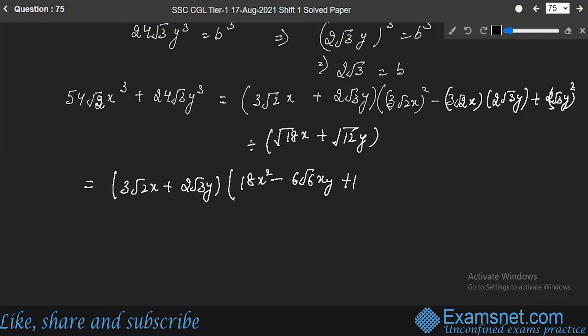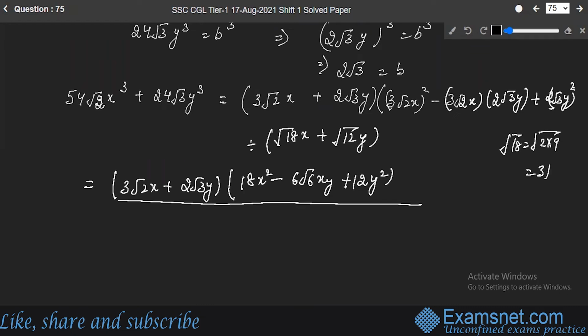Plus 2 square is 4 into 3. It gives you 12y square. This whole is divided by... See, now root 18 can be written as 2 into 9, which makes it 3 root 2. So I can write root 18x as 3 root 2x plus... Similarly, root 12 can be written as 3 into 4, which gives you 2 root 3. So this is 2 root 3y, right?